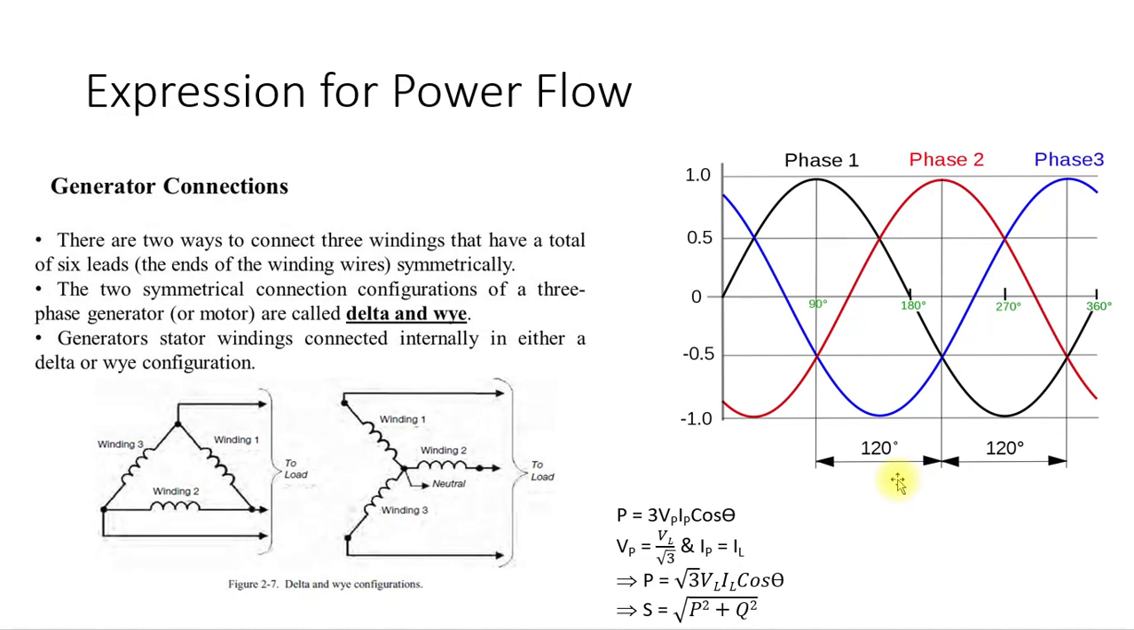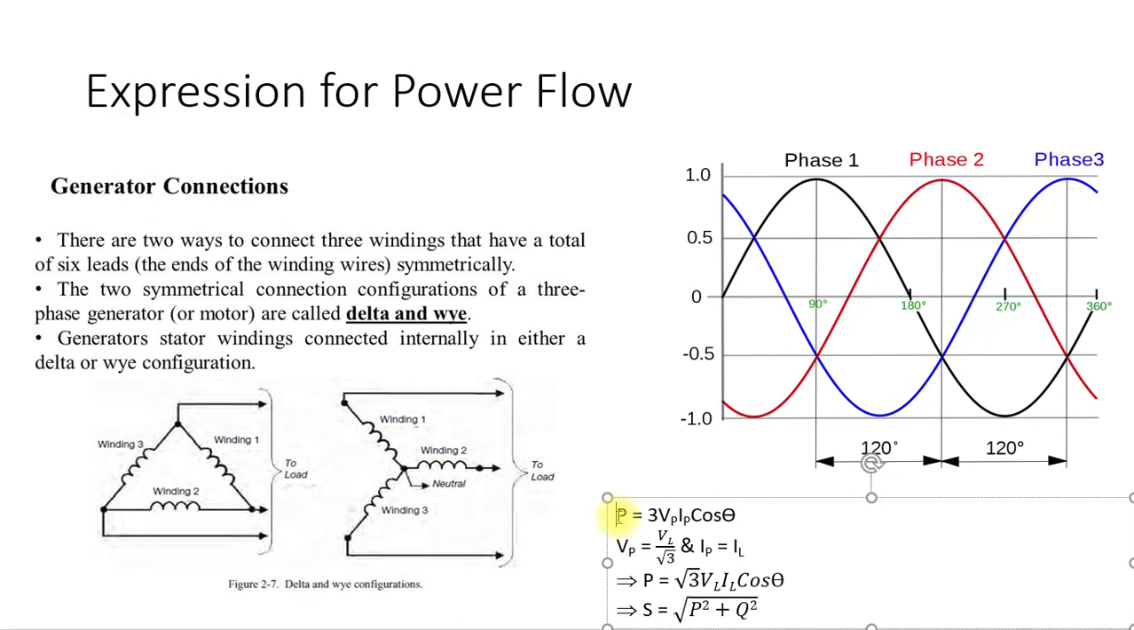Let's suppose we have a three-phase system. In this system, phase 1 voltage will be equal to phase 2 voltage, but at a difference of 120 degrees. Similarly, phase 2 voltage will be equal to phase 3 voltage, but at an angle of 120 degrees. This is how we represent a balanced three-phase system. We can represent it with the help of 3 wires or 4 wires.